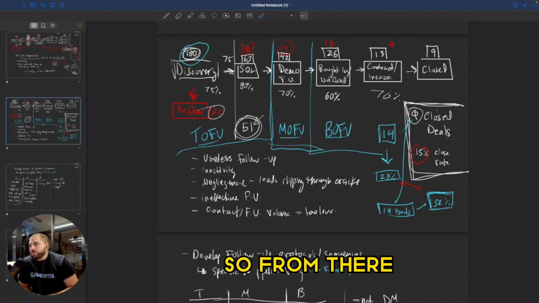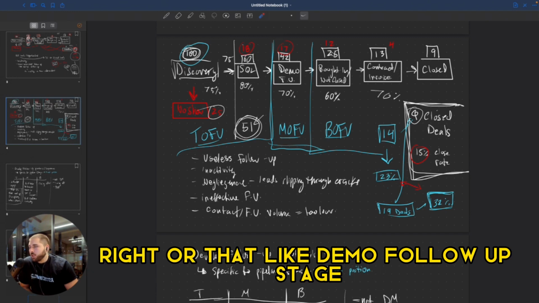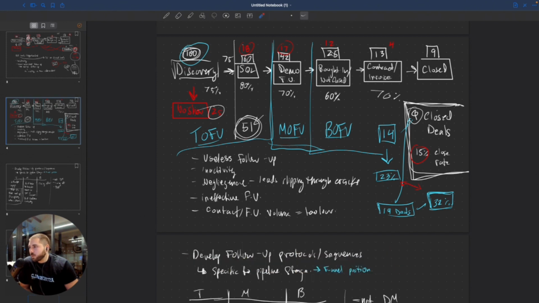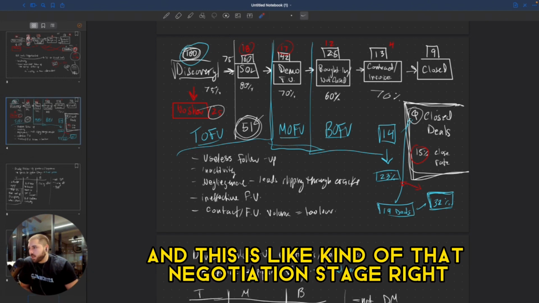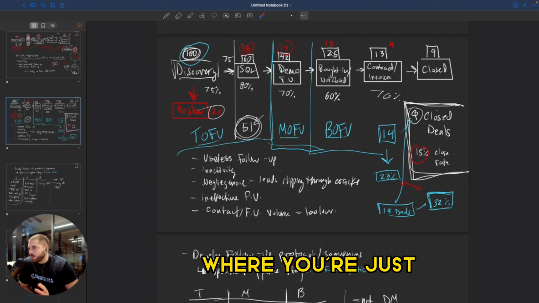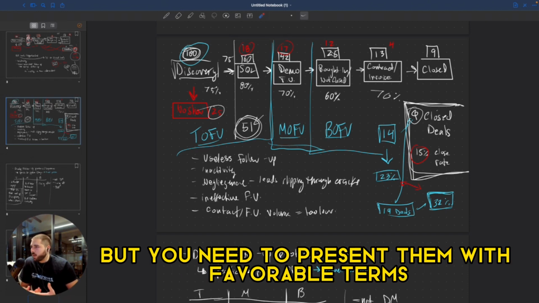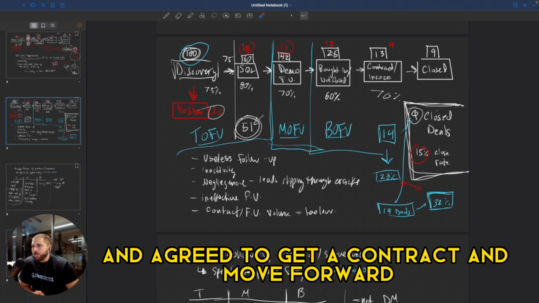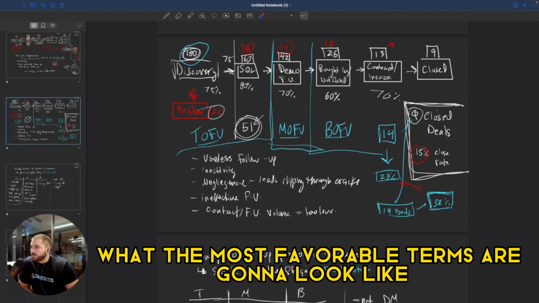So from there, if somebody is in that decision maker bought in stage, right, or that like demo follow-up stage, there can be a few reasons why deals get held up here. One of them can be timing. Okay, it can be budgetary. So if they are bought into the process, right, and this is like kind of that negotiation stage, right, where you're just on the 1 yard line, they're there, but you need to present them with favorable terms, right? If they haven't already seen favorable terms and agreed to get a contract and move forward, or get an invoice and move forward, you need to figure out what the most favorable terms are going to look like.